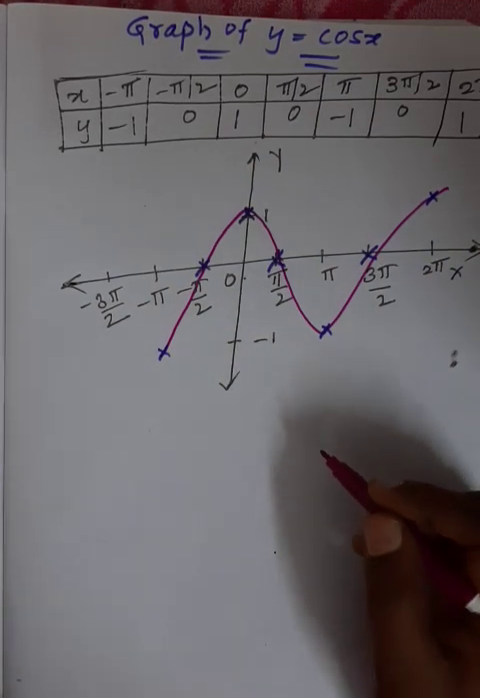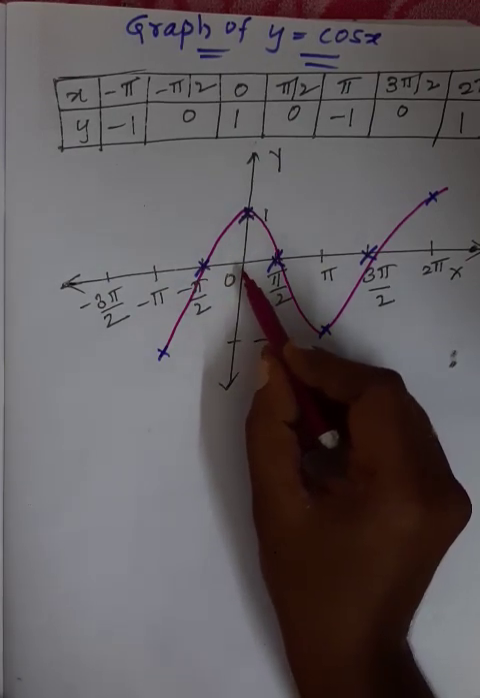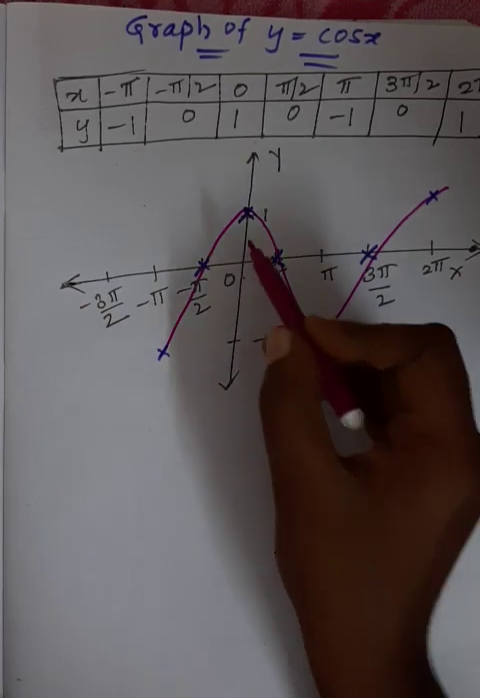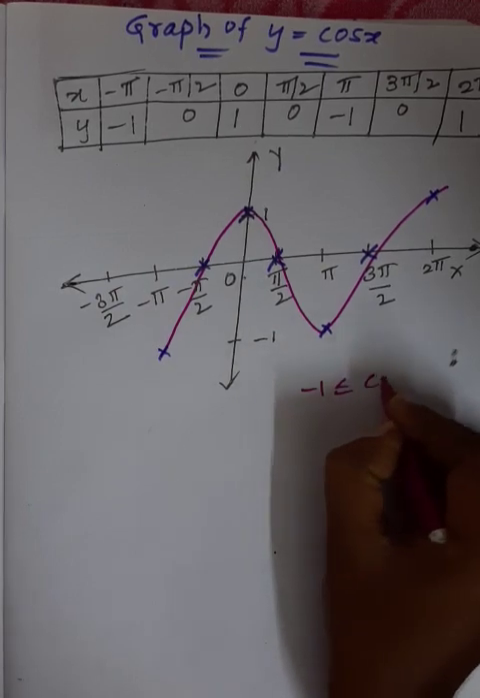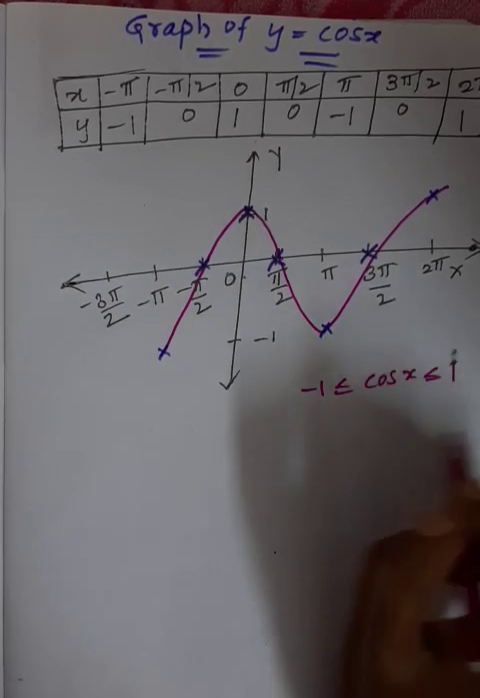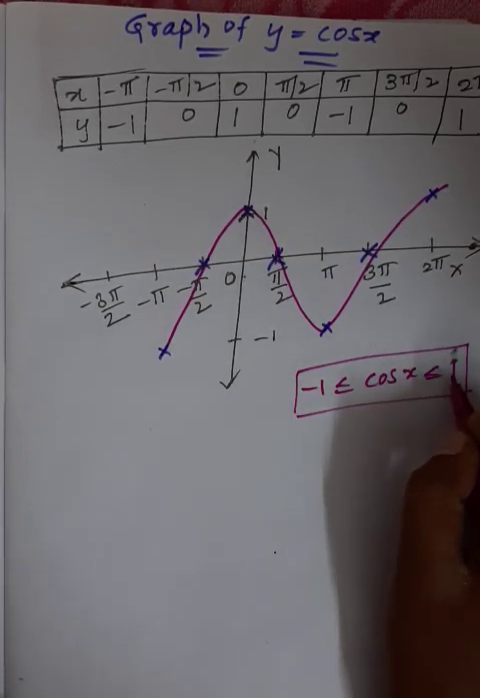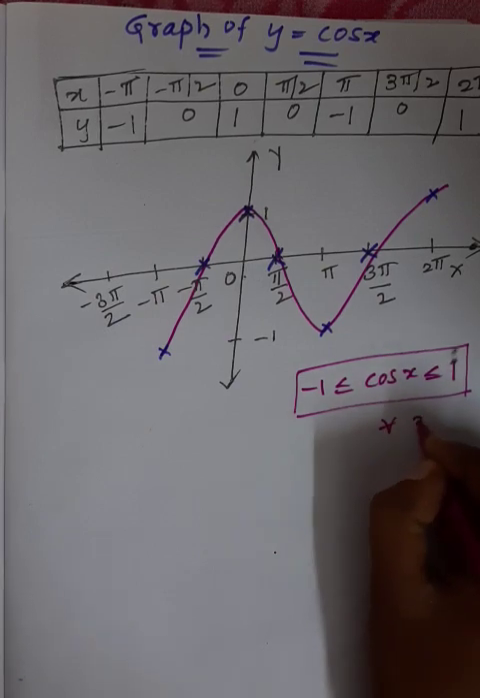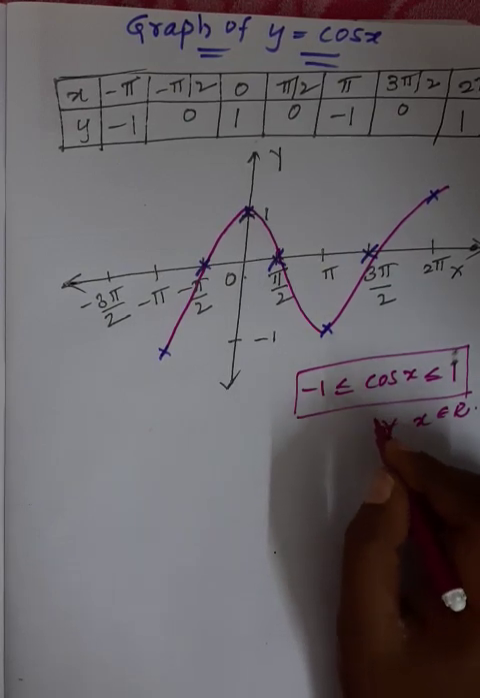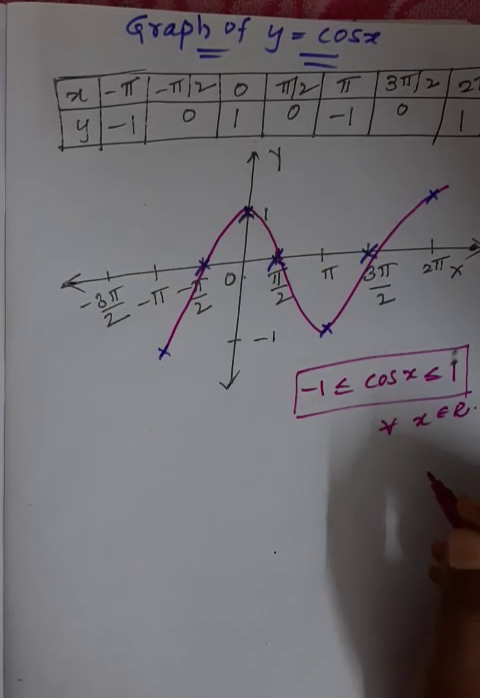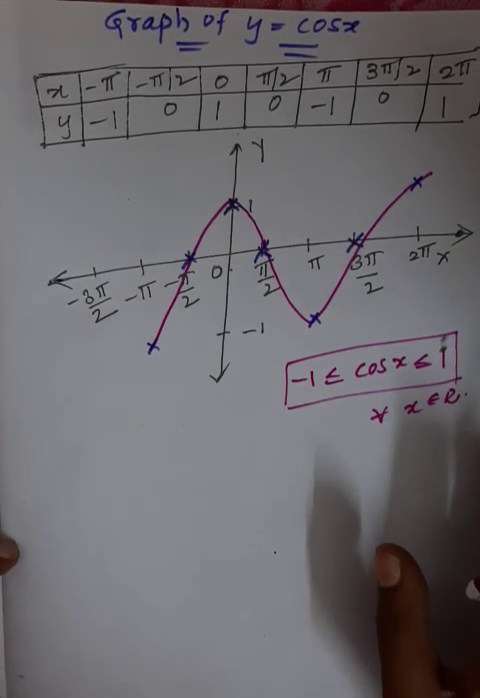Here the graph of y is equal to cos x does not pass through the origin, and its maximum and minimum values are plus 1 and minus 1. So minus 1 is less than or equal to cos x, which is less than or equal to 1. This is the minimum value and this is the maximum value of y is equal to cos x for all x belonging to the real numbers. Therefore cos x is also a bounded function. So like this you have to draw sin x and cos x graphs.